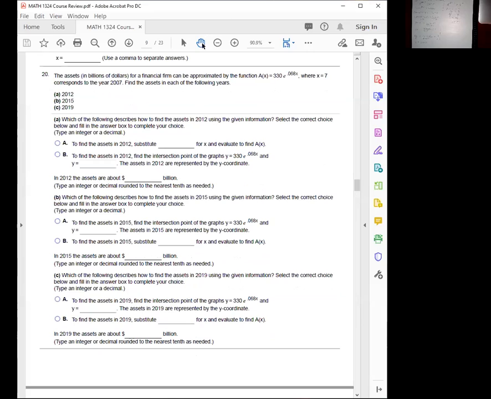20, the assets in billions of dollars for a financial firm can be approximated by the function A(x) equal to 300 e to the 0.068x, where x equal to 7 corresponds to the year 2007. Find the assets in each of the following years. Okay, so 7 is 2007, so that means that 2012 would be 12. So you would just plug in 12 into this x, plug in 15, etc. So I'll do the first one.